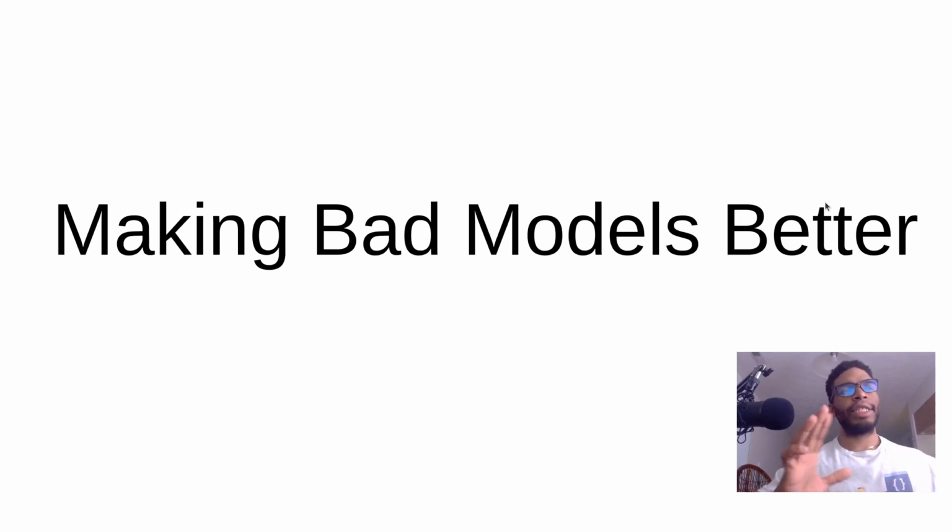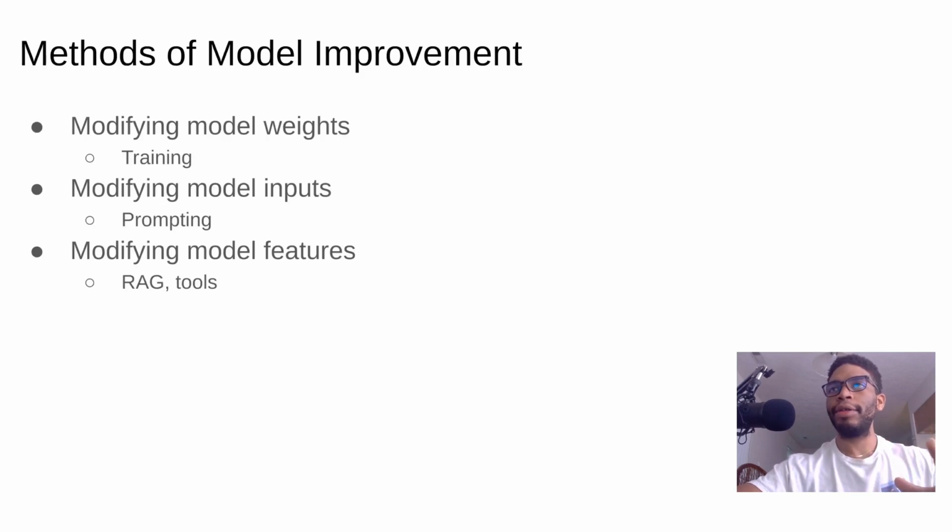All right, so here's a slideshow for some reason, just to compose our thoughts. We want to make bad models better, and a bad model is just a model that isn't doing what we want, not properly aligned. There's basically three options here. We can modify the model weights, modify the model inputs, or we can modify the model's features.